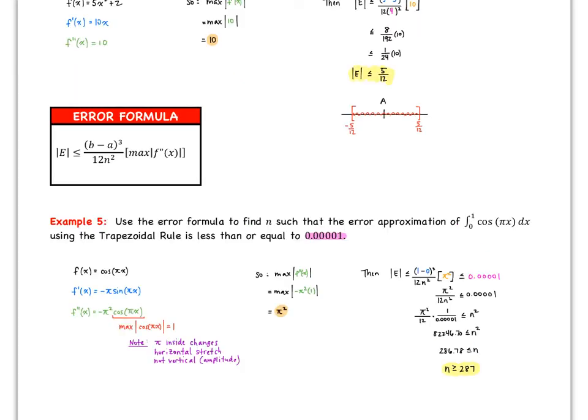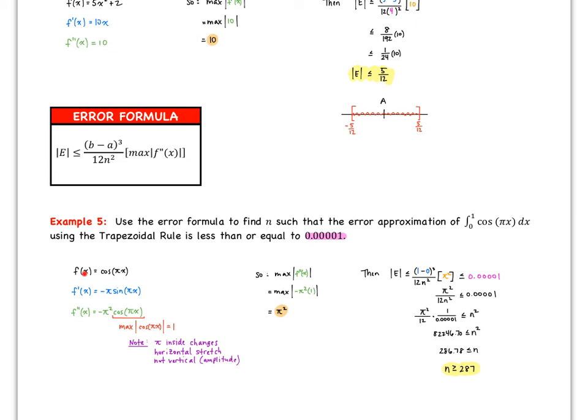This last example wants to know how many trapezoids, all right? We're going to use the error formula to find n, which represents the number of trapezoids that we're talking about, such that the error approximation for this integral using that trapezoid rule is less than or equal to this number right here, okay? So if I want to be within 0.00001 of the actual area, I want to know how many intervals we're looking at, okay? So we're solving for n in this case.